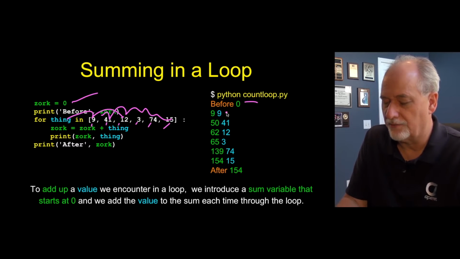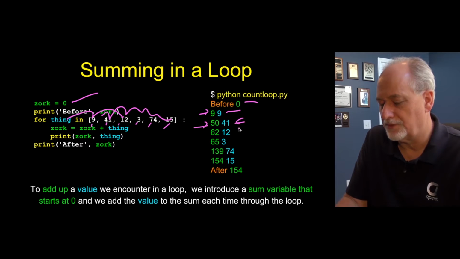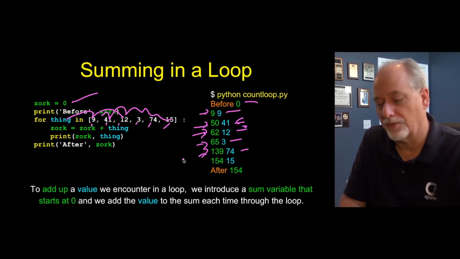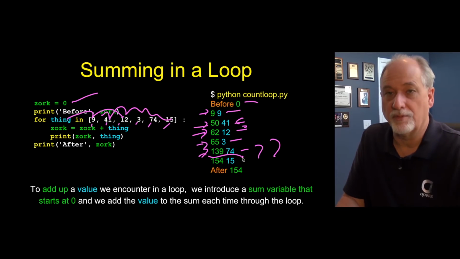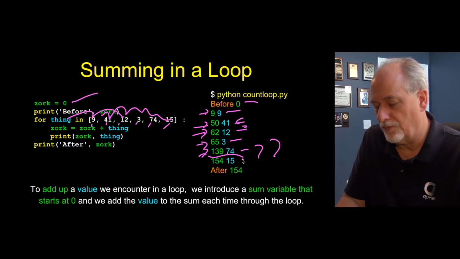So we see 9, and the running total is 9. We see 41, and the running total becomes 50. We see 12, the running total becomes 62. We get a 3, it becomes 65. We get 74, running total is 139. How many more are we going to see? We don't know. Could be a million, could be 1. Oh, it's only 1. We get a 15, our running total is 154.